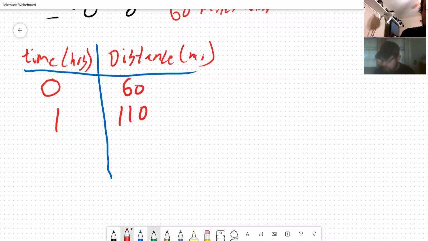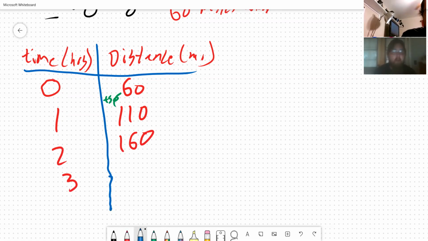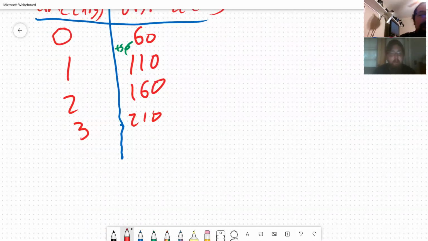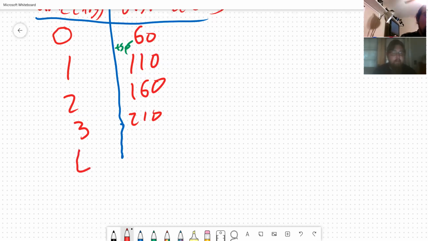Yes, very good. I'm sure you detect the pattern now. You add 50. So after 2 hours, how far away are we? We'd be at 170. Close, 160. After 3 hours, we'd be at 210. Very good. Now here's where it gets difficult. How about after 3 hours?